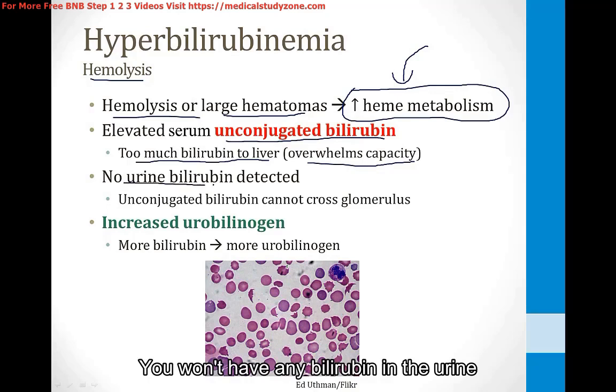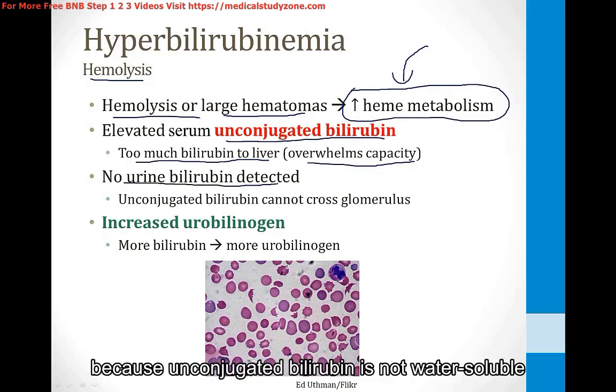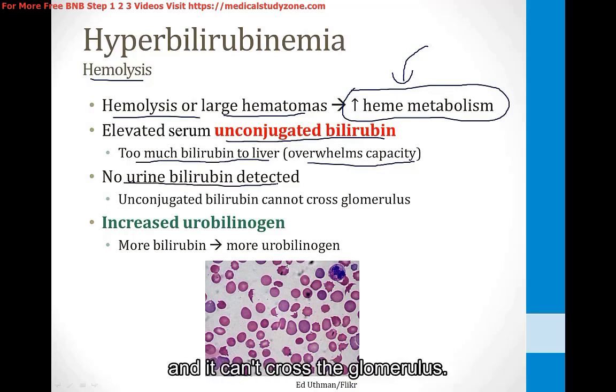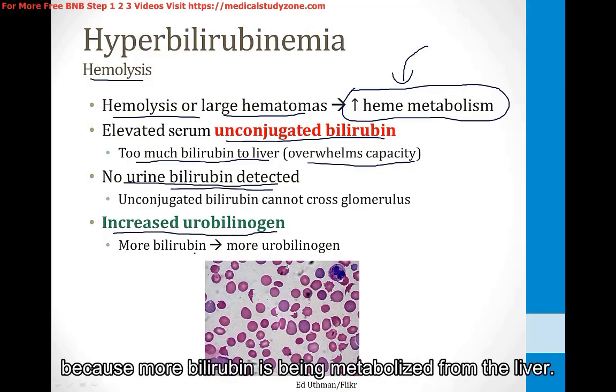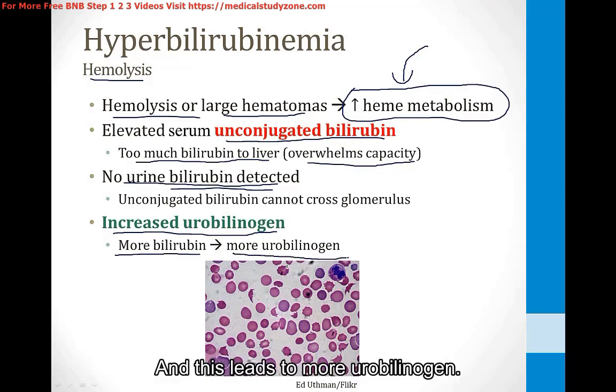You won't have any bilirubin in the urine because unconjugated bilirubin is not water soluble and it can't cross the glomerulus. It's bound to albumin. So if you do a urine dipstick, you will see no bilirubin in the urine in patients who have hemolysis. You will see an increased amount of urobilinogen in the urine because more bilirubin is being metabolized from the liver, and this leads to more urobilinogen.